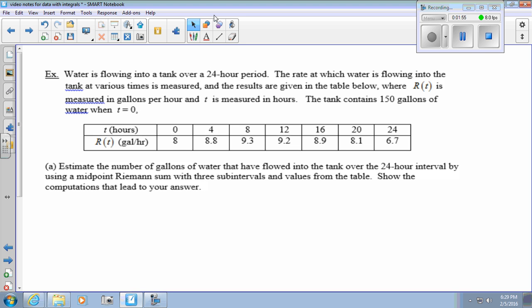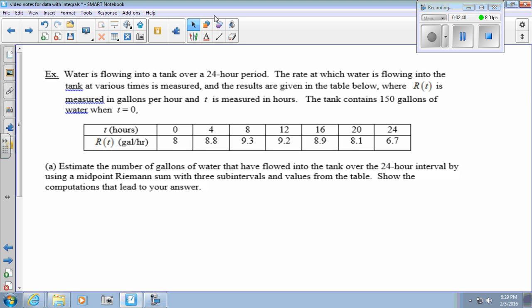So we're going to go back to our methods of left sums, right sums, midpoints, and trapezoids. This one says to use 3 subintervals and the values from the table and show the computations that lead to your answer. So first let's break this up into our intervals. We have the time interval from 0 to 24. If I'm going to take that 24 hours and divide it into 3 subintervals, that means I want to split it up into 8-hour increments. So I'm going to have an increment from 0 to 8, one interval from 8 to 16, and one that goes from 16 to 24.